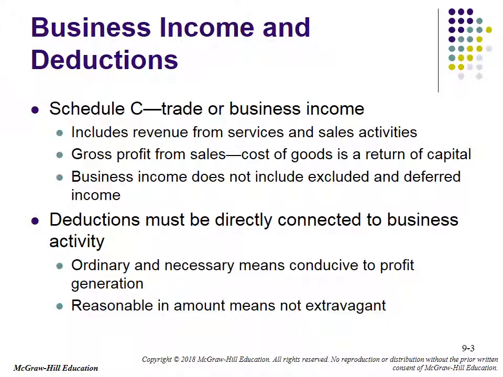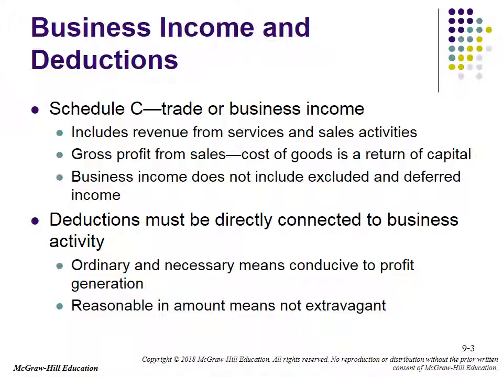When you are a single member LLC, so you're the only owner of the limited liability company, or you are a sole proprietorship, you file a Schedule C, trade or business income, to report the income and allowable expenses in your business. So this would include your revenue from services and sales activities, gross profit from sales. You'll be deducting cost of goods sold because that's a return of capital item. That's an expense. And business income does not include excluded and deferred income. So we'll be discussing that.